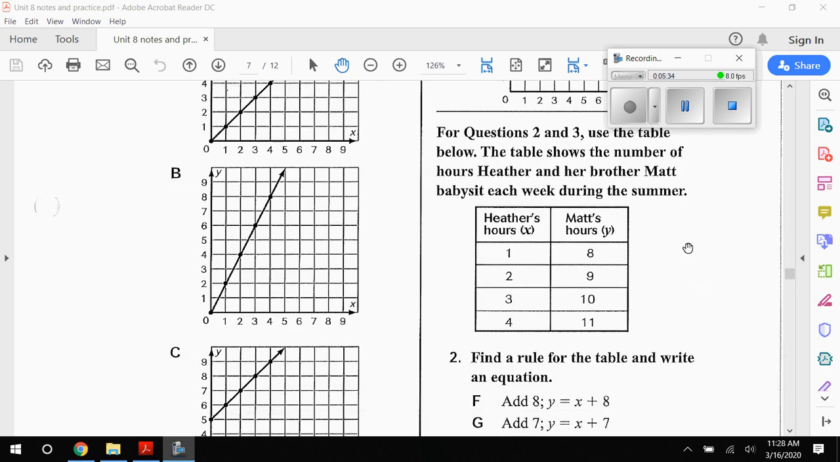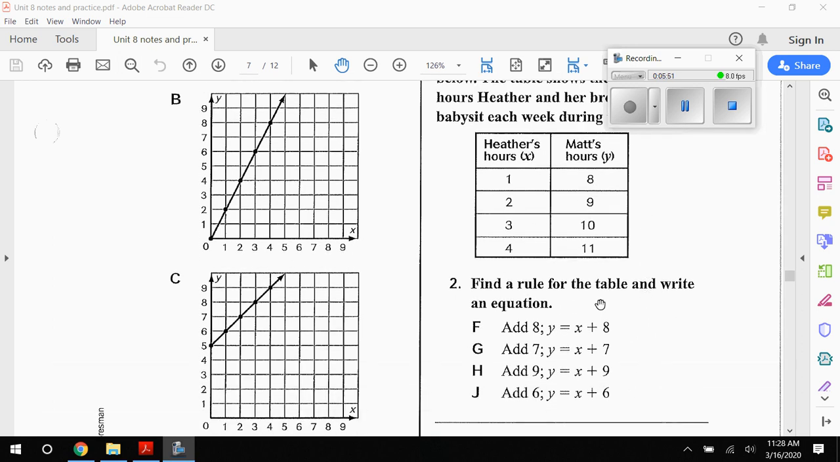Okay, so take a look at question 2. For questions 2 and 3, use the table below. The table shows the number of hours Heather and her brother Matt babysit each week during the summer. So Heather does 1 hour and Matt does 8. Heather does 2, Matt does 9, and so on and so forth.